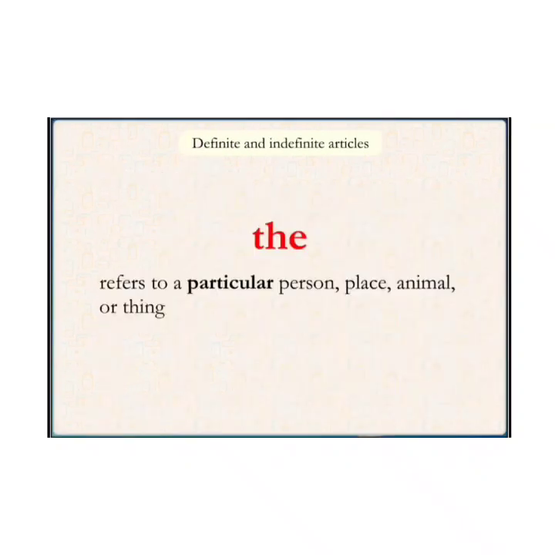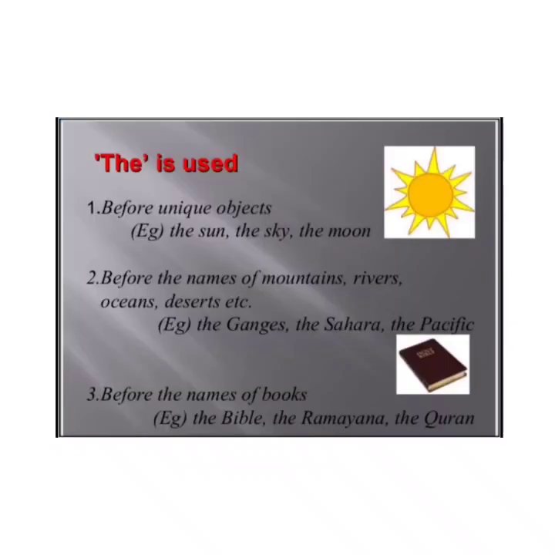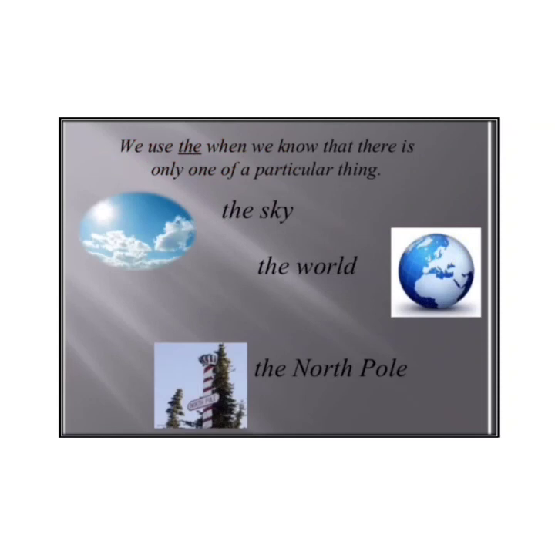Now, let's move further to the definite article, which is the. It refers to a particular person, place, animal or thing. The is used before unique objects. Example, the sun, the sky, the moon. Before the names of mountains, rivers, oceans, deserts, etc. Before the names of the books.